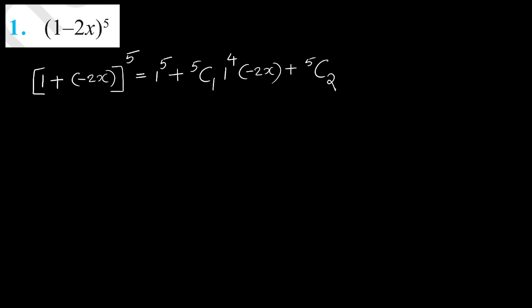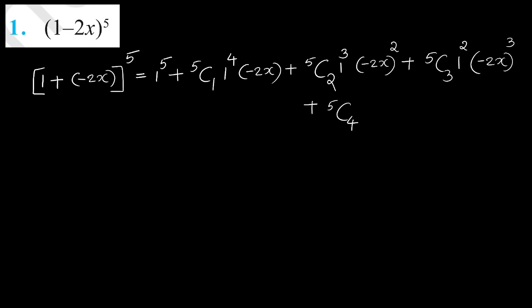5c1, after 5c1 you will get 5c2. The power of 1 again decreases by 1, 1 cube, but minus 2x all square. The other term power increases by 1. After 5c2 you will get 5c3. The power of 1 again decreases by 1, but the other term's power increases by 1. After 5c3 you will get 5c4. Power of 1 again decreases by 1, the other one minus 2x raised to 4. After 5c4 the last term will be 5c5. The first term 1 disappears, and it is minus 2x raised to 5.